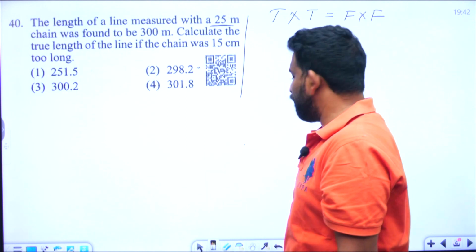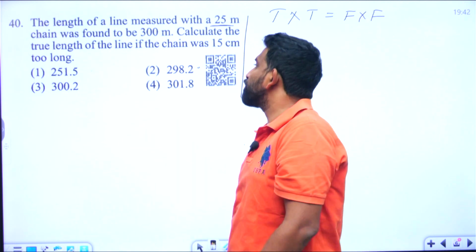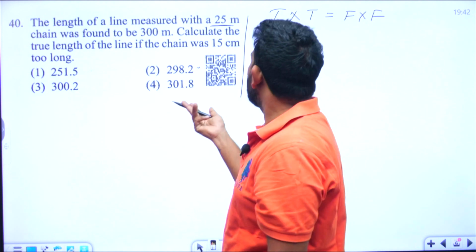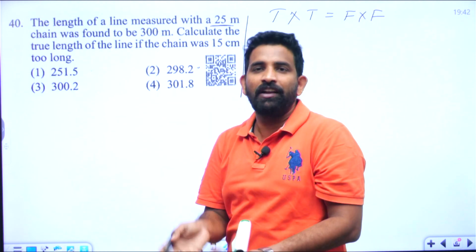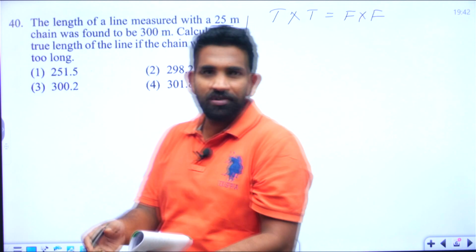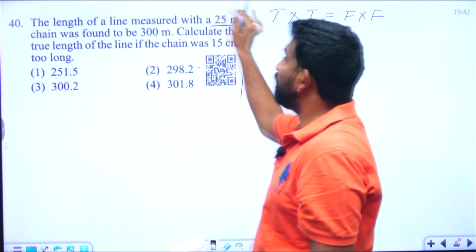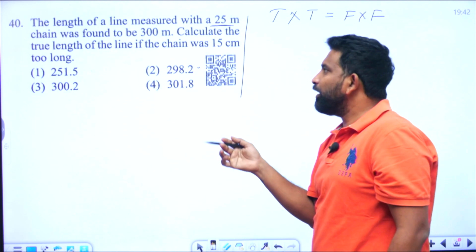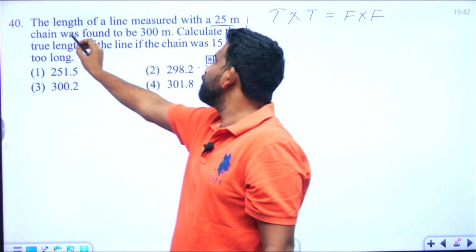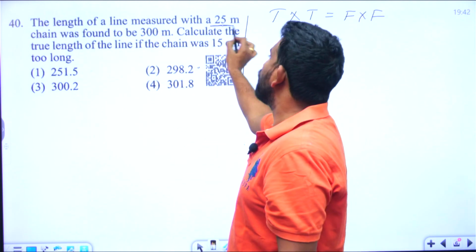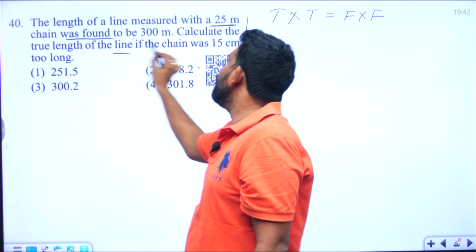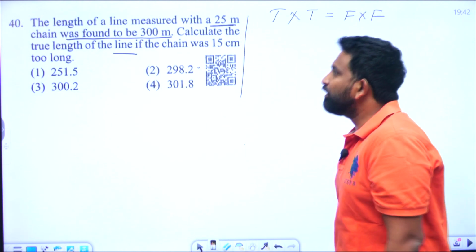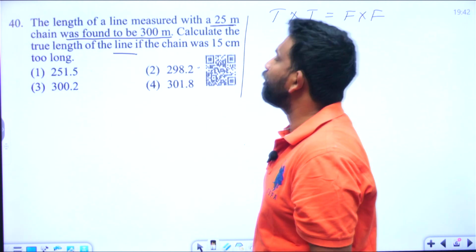I haven't observed this 25 meters chain anywhere, but he has given this 25 meters chain. Whatever the different types of chains we are taking, like metric chain, revenue chain, surveyor's chain or engineer's chain, nowhere have I seen this 25 meters kind of chain. Okay, well, let it be, that was given, we have to accept that. So the length of the line measured with the 25 meters chain was found to be 300 meters. Fine. Calculate the true length of the line if the chain was 15 centimeters too long.